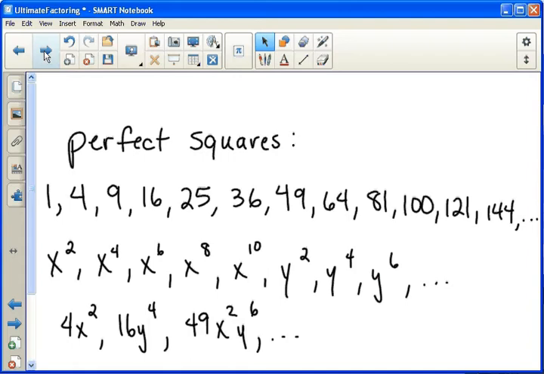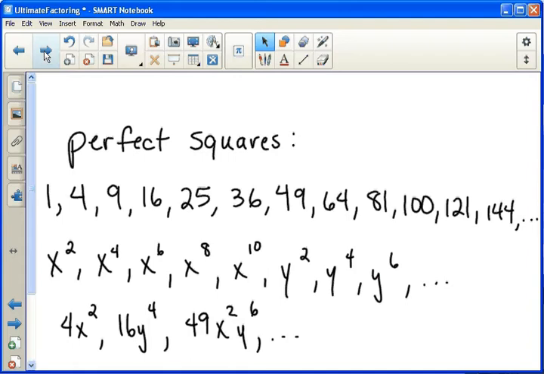Okay, the second line shows you examples of perfect squares that are variables. So x squared is just x squared. X to the fourth is really just x squared squared. X to the sixth is really just x cubed squared. X to the eighth is really just x to the fourth squared, and you can see more examples on that line. Another way to think about it with the variables, since we're dealing with squares, that implies an exponent of 2. So any variable with an even exponent, any variable with an exponent divisible by 2 is a perfect square.